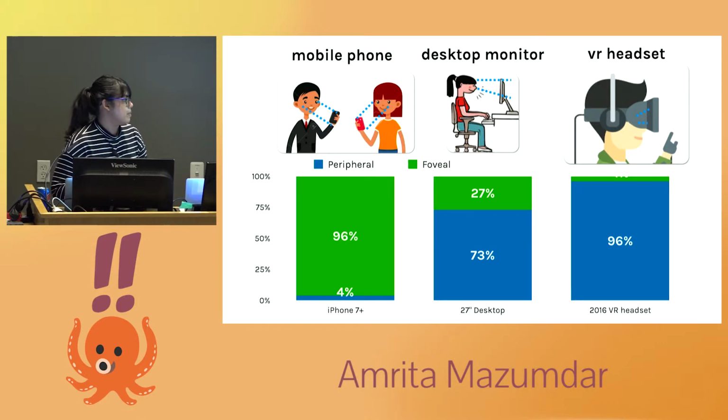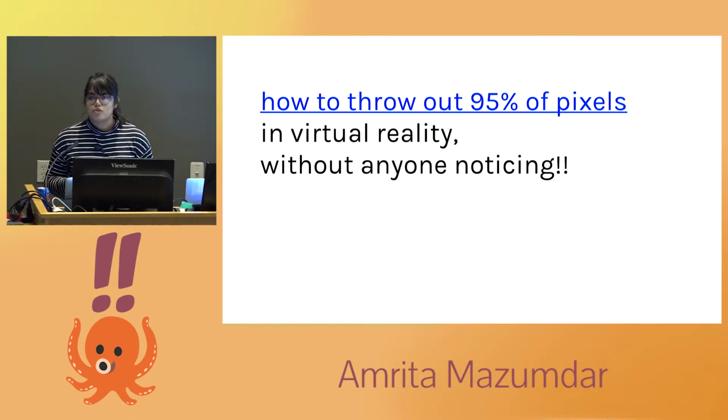And if you like numbers better than my pictures, the green is the foveal region and the blue is the peripheral. So it's basically flipped on a phone. 96% of the pixels are foveal, and on a 2016 VR headset, only 4% of them are. So you can see there's a lot of room we have to play around. Okay, so now I've told you why we're going to do what we're going to do in VR, but how will I do it?